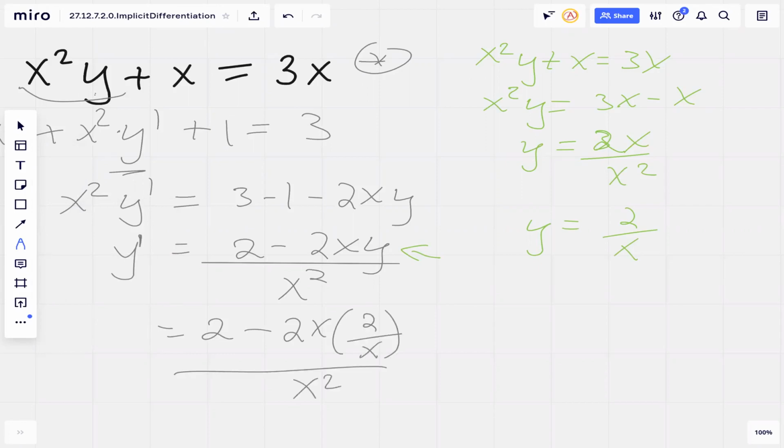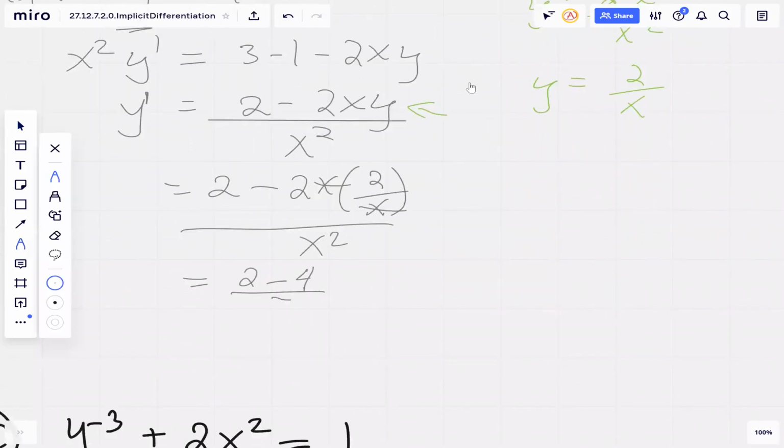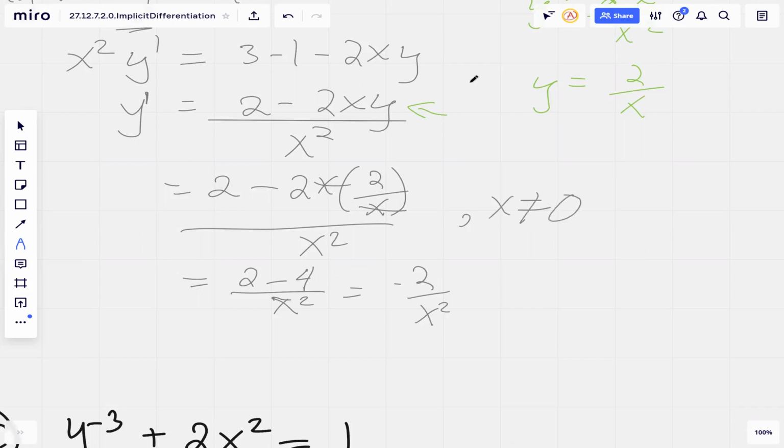That's pretty easy to simplify. We cancel out the x's. And we end up with 2 minus 4 over x squared, or negative 2 over x squared. And of course, this is provided x does not equal 0. Good. Okay.